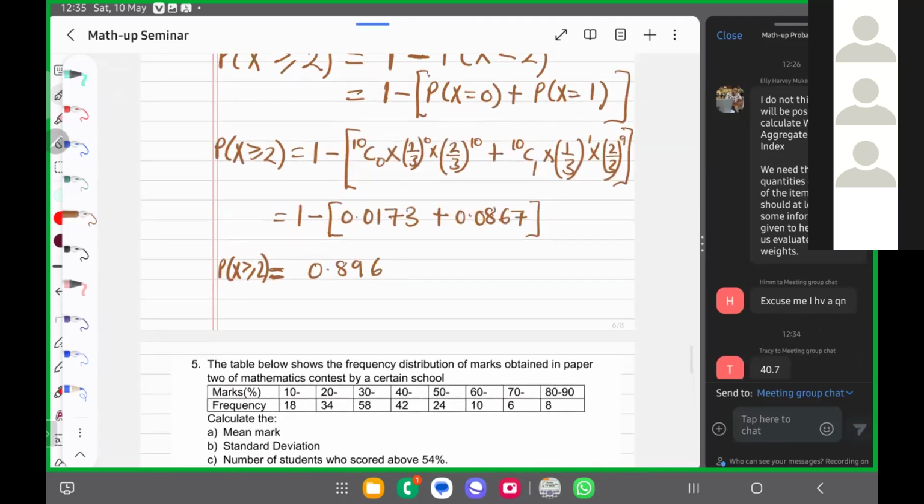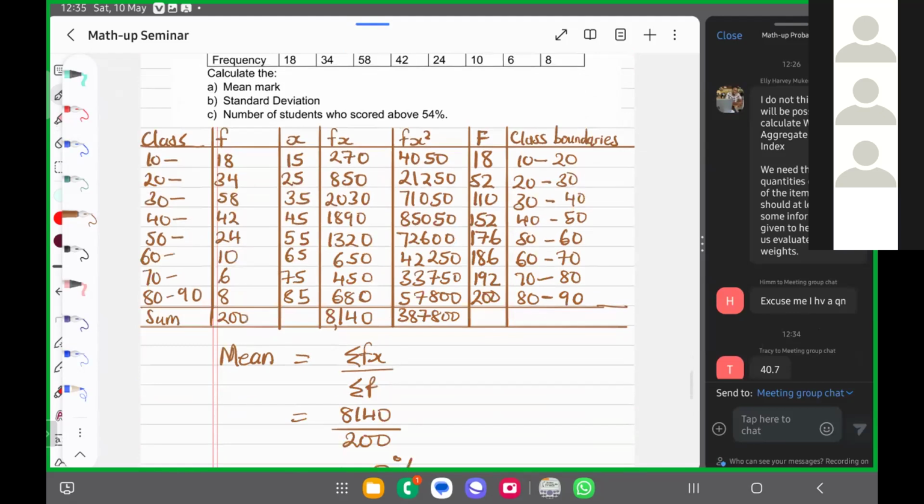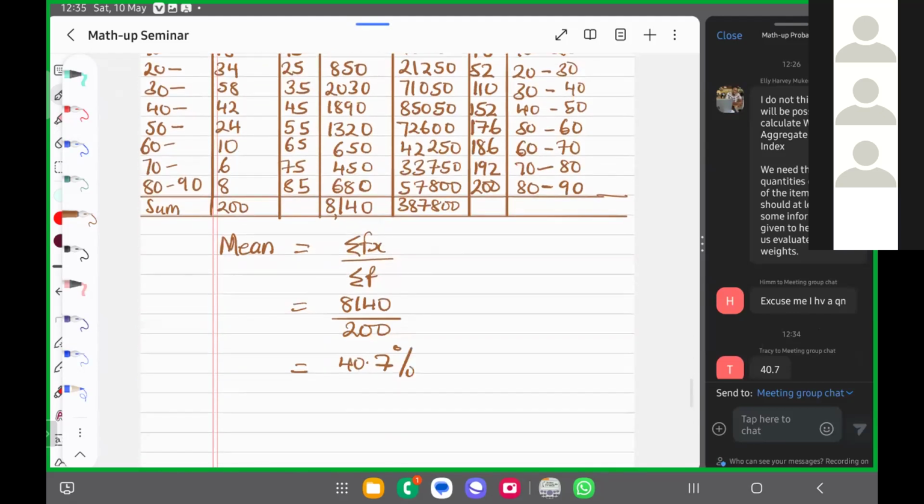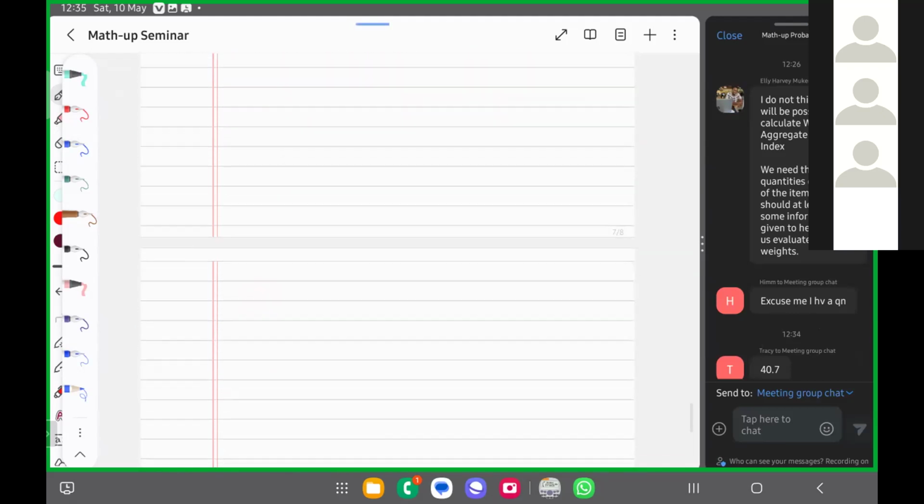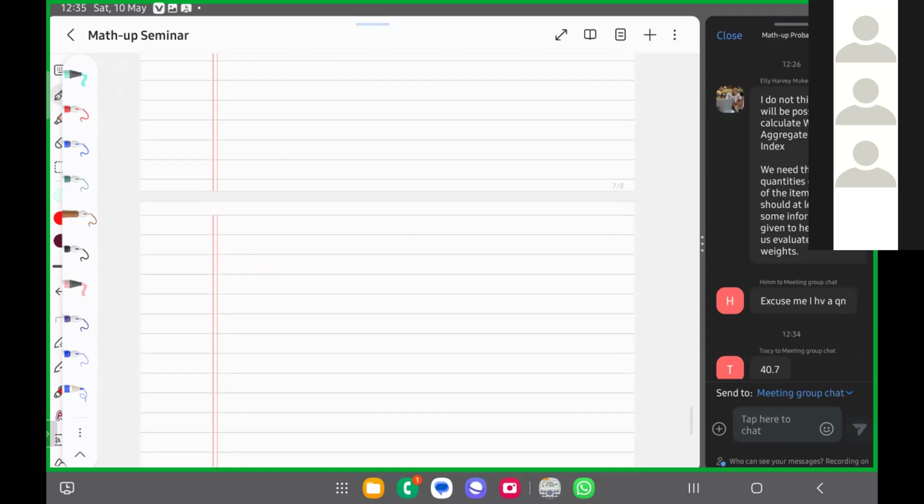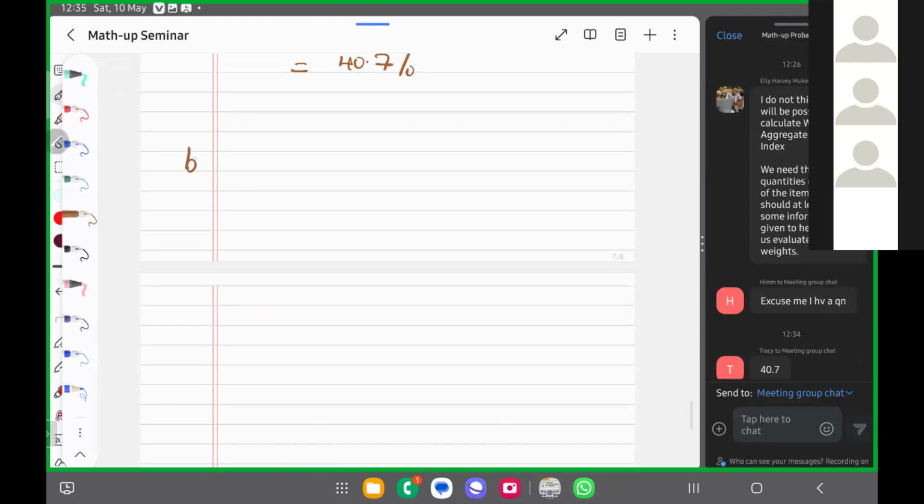40.7, thank you. The marks were in percentages, so you can put a percent. Then we go to standard deviation. We have a formula for standard deviation, which is the square root of variance: the square root of summation of fx squared out of summation f, minus the mean, but squared.